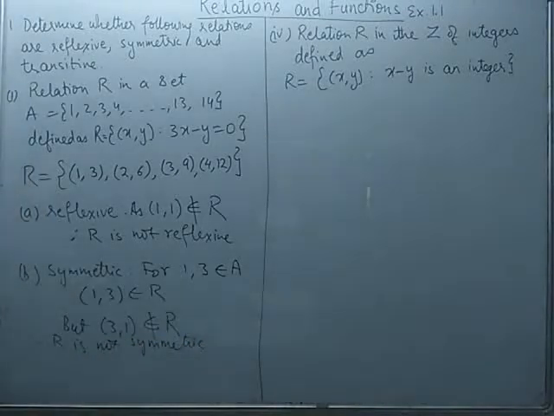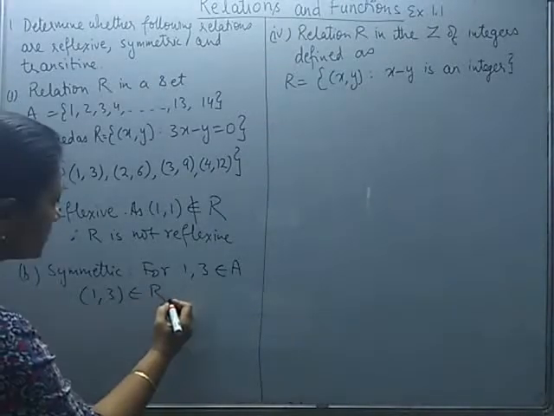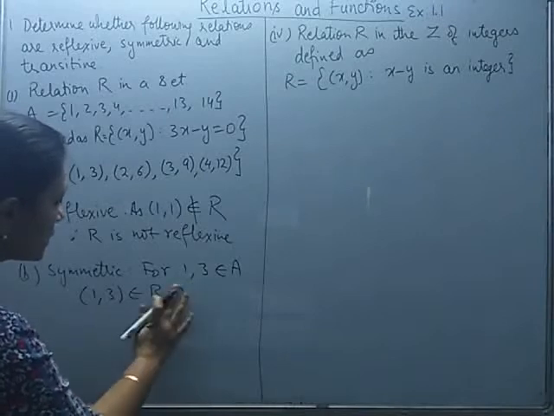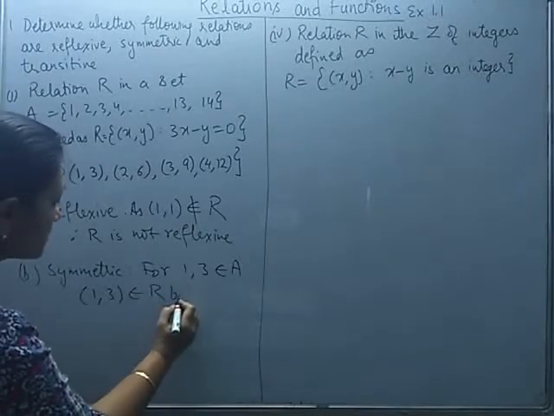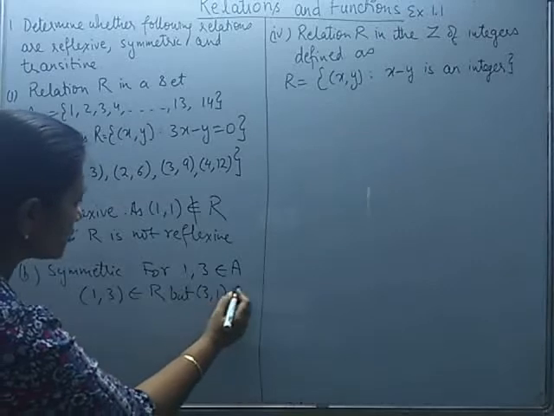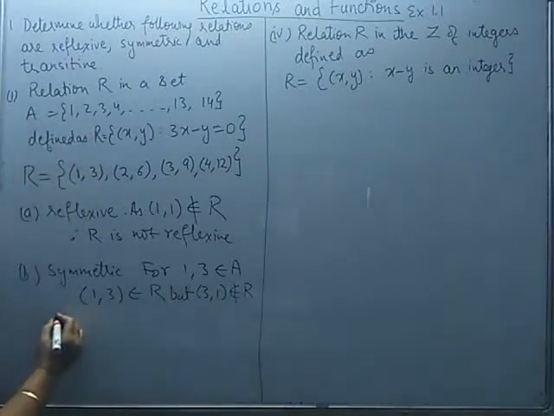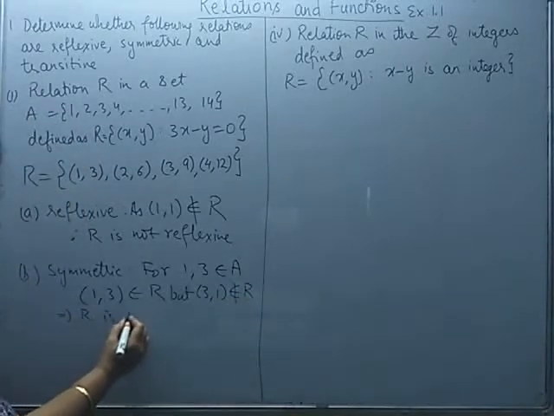Okay, so the condition for symmetric relation is not fulfilled. I'll accommodate it here. This does not hold, but we wrote that (3, 1) does not belong to R. This means R is not symmetric.